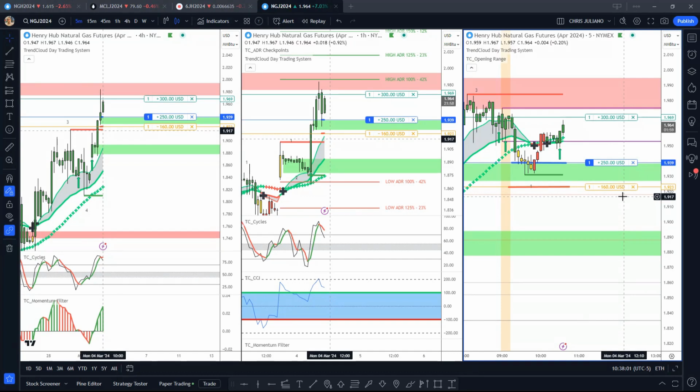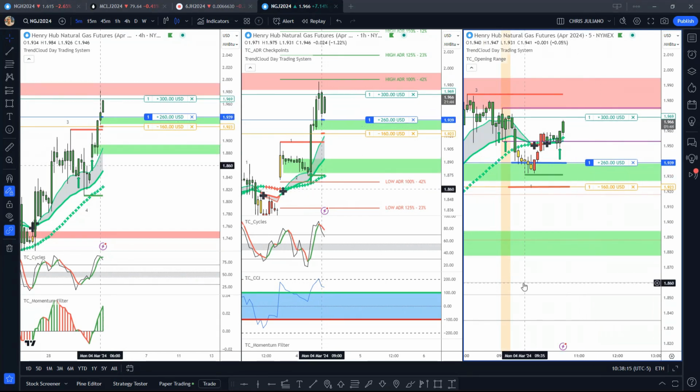And remember, the Trend Cloud Challenge rules say that you cannot lose more than $500 in one day, and you can't lose more than $1,000 within the 2 weeks, right? So we're almost there, almost at that $300 mark, 2-to-1 target.